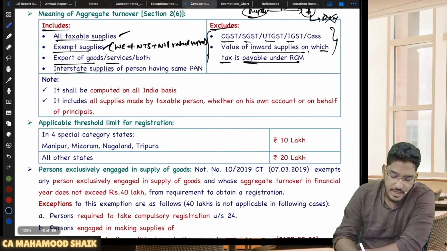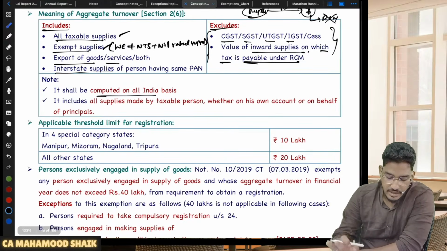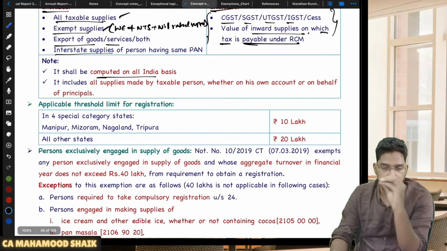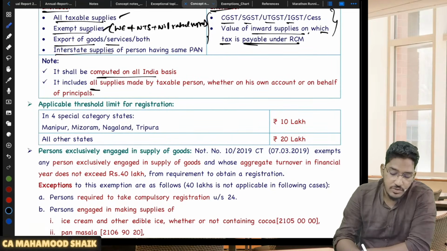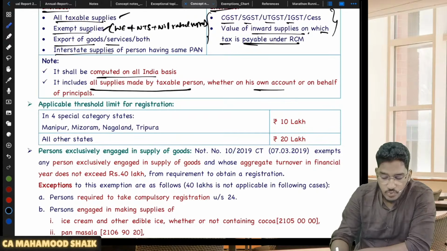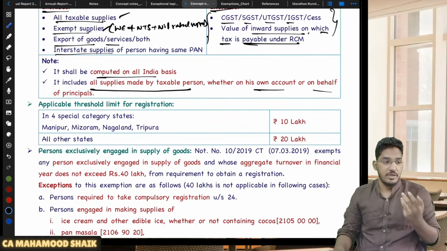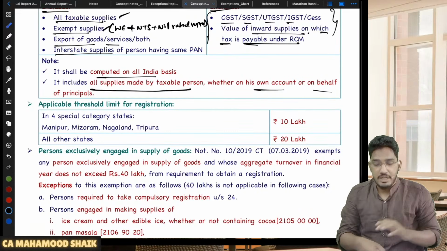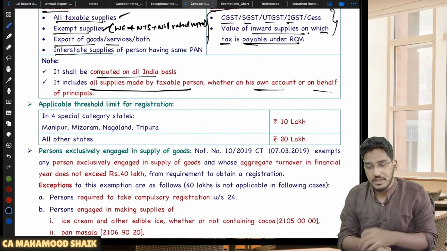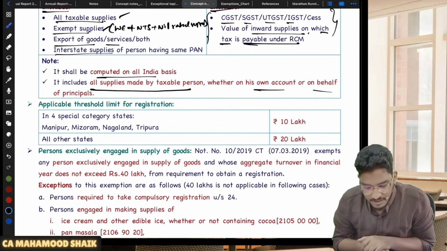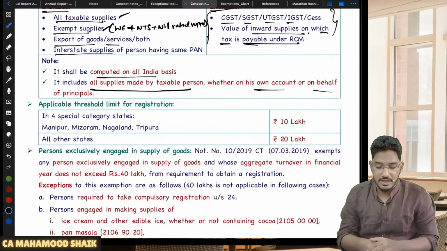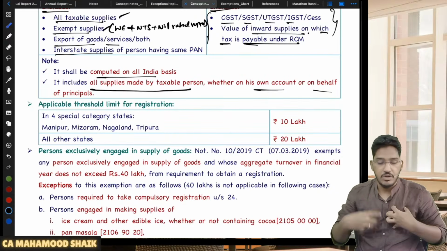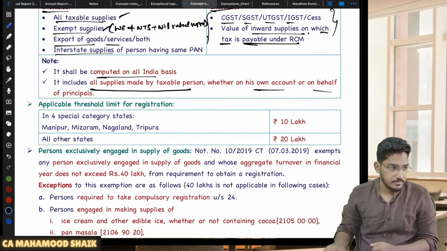And few more points here. It shall be computed on all India basis. We are required to calculate the turnover on all India basis. So take state-wise turnover, total it up, then you will get the aggregate turnover. And it includes all supplies made by the taxable person, whether on his own account or on behalf of his principals. Either way, whether you are making the supply on your own account or on behalf of the principal, that also will be included in your aggregate turnover. So this is the meaning of aggregate turnover. It should be computed on all India basis. It includes supply made by a taxable person either on his own account or on behalf of all the principals.